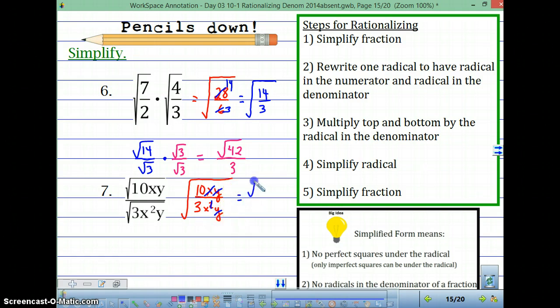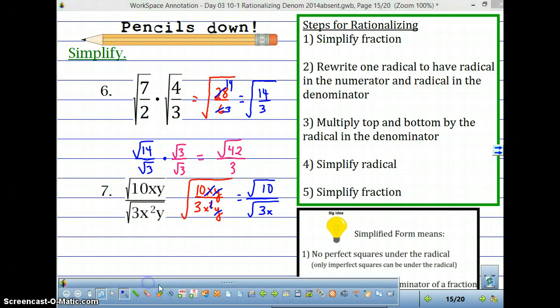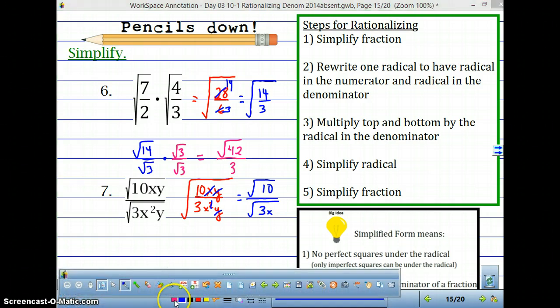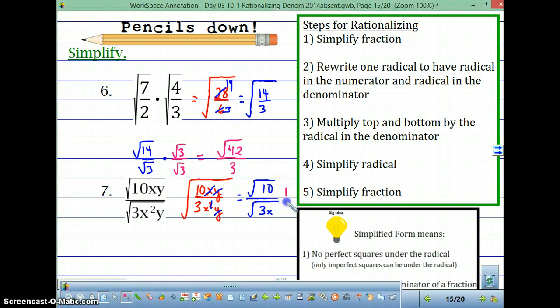Okay, let's go back to 2 radicals, one for the numerator, one for the denominator. What do I have left? I've got a 10 up here, and down here I've got a 3x. All right, next step is I need to rationalize the denominator. I'm going to do that by multiplying it by 1. But here's how I'm going to write 1. Any guesses?